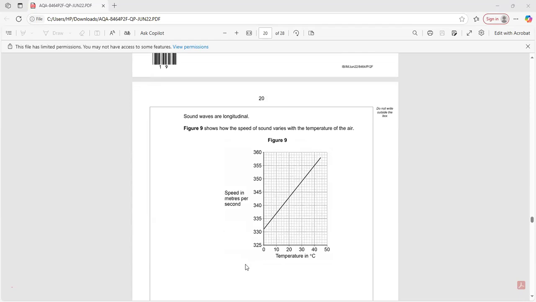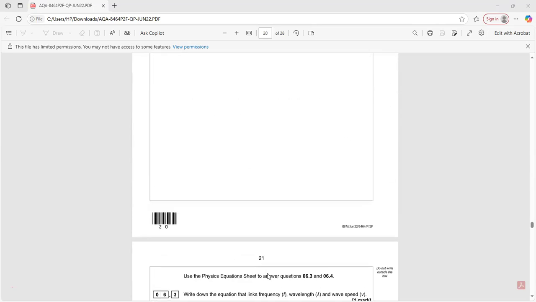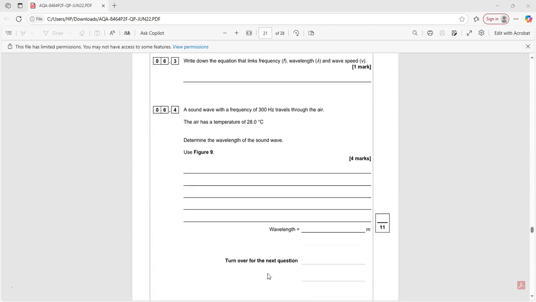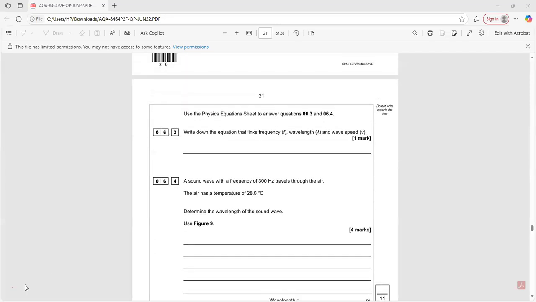Sound waves are longitudinal. That's a fact. It says figure 9 shows how the speed of sound waves varies with the temperature of air. We've seen this graph before. It's a direct proportionality graph, or a straight line graph. But the question is this. Write down the equation that links frequency, wavelength, and wave speed. We know that formula to be what? V equals F times lambda, isn't it? V equals frequency times wavelength.